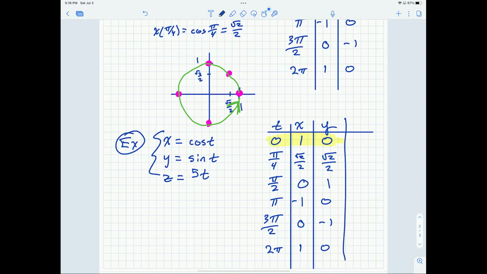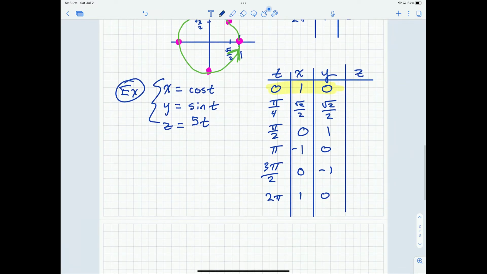now you have to add on the z variable. And so when you do that, you're going to get like 0 times 0 is 0. And you're going to get like 5 pi over 4. We're just multiplying the t value by 5, right? Because that's what I used here. So t is pi over 4 multiplied by 5. So then we have like 5 pi over 2, 5 pi, 15 pi over 2, and 10 pi.